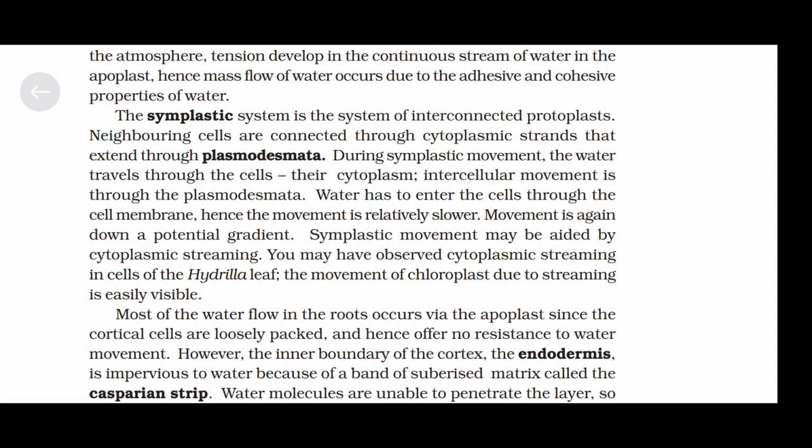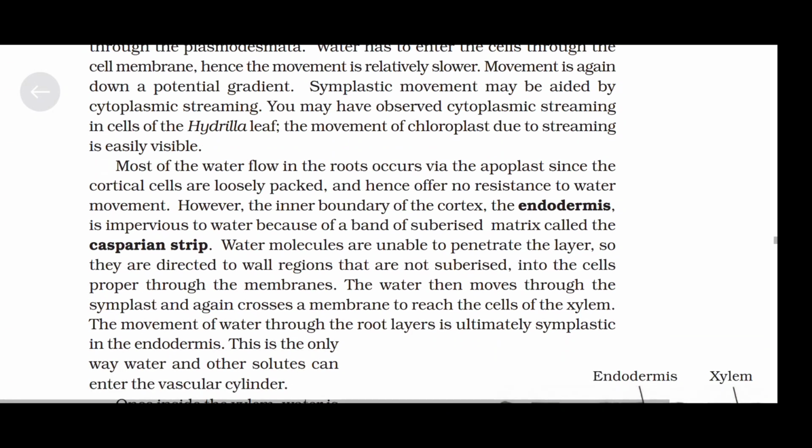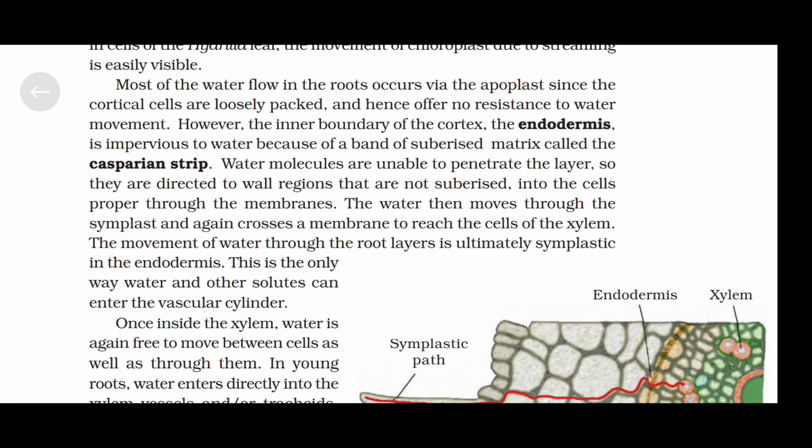Movement is again down a potential gradient. Symplastic movement may be aided by the cytoplasmic streaming. You may have observed cytoplasmic streaming in cells of the hydrilla leaf. The movement of chloroplast due to streaming is easily visible. Most of the water flow in root occurs via the apoplast since the cortical cells are loosely packed and hence offer no resistance to water movement.